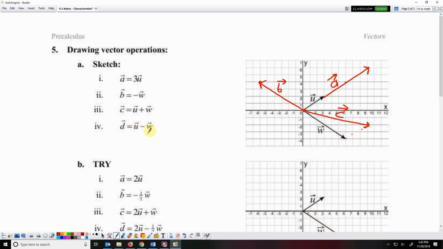And last is vector u minus vector w, which is the same as vector u plus the opposite of vector w. So I'm going to add the opposite of vector w, which is b, to vector u. So again, u is right 3 and up 2, so from the end of the opposite of vector w, right 3, up 2. And there is vector d, u minus w.